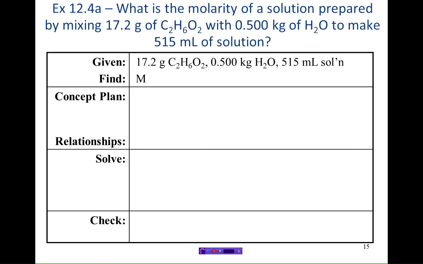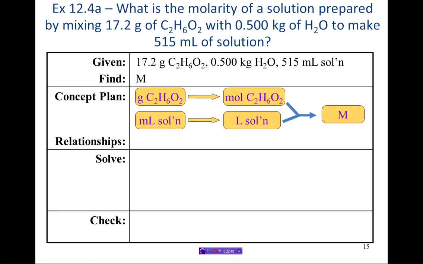So if we have the mass of the compound, we can get to the moles. We can do that by using the molar mass of the compound. And if we have the mLs of the solution, we can convert to liters of solution simply because there's 1,000 mLs in 1 liter. And then once we have the moles of the compound over the volume of the solution, we can get the molarity. And so those relationships will help in those conversion factors.